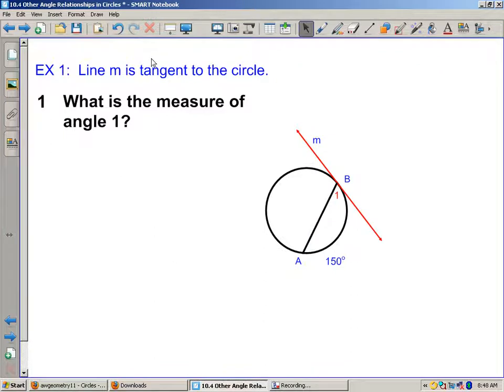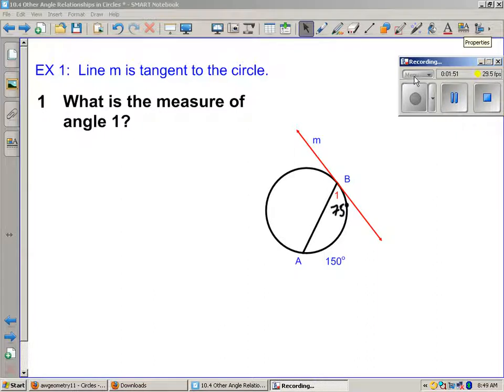So then we have line M is tangent to the circle. What is the measure of angle 1? We just said that the angle is half the measure of the arc, and therefore we would end up with this being 75 degrees. So that's just our previous theorem.